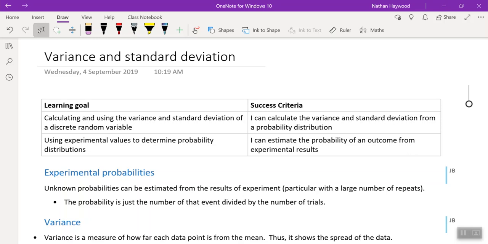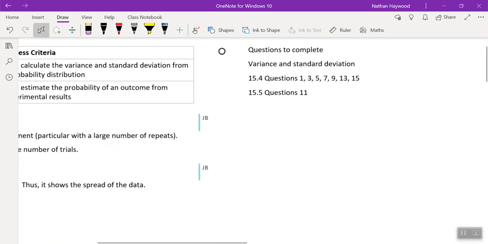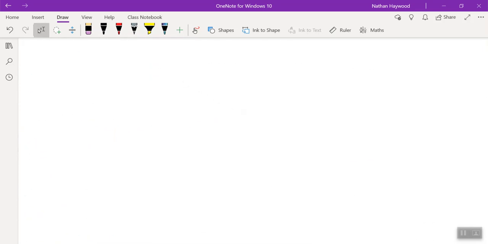Okay, so yesterday we did expected value. We looked at what discrete is and what continuous is, what a discrete random variable is. So your goal today is to find variance and standard deviation. Do you remember standard deviation from last year? Does anyone remember the big formula?